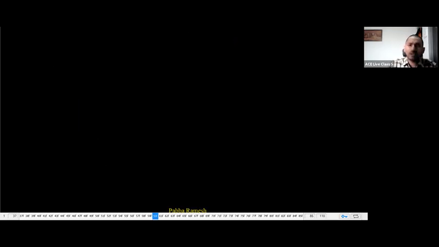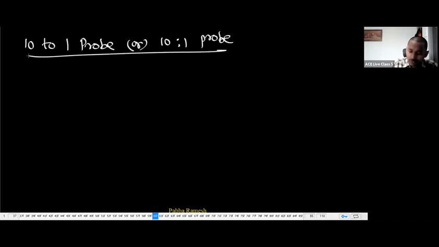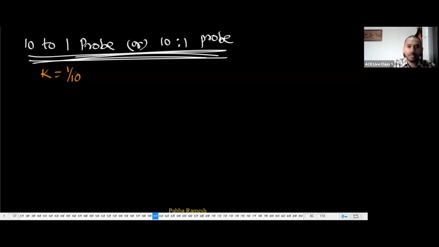But CRO probes are of different types. Generally, we say 10 to 1 probe, or 10:1 probe. What is the meaning of this? Very simple. A 10 to 1 probe, or 10:1 probe, means K is equal to 1 by 10, whatever the attenuation factor is. If they want to design the attenuation factor as 1 by 10, what should be the condition? Very simple. So what is the K value?